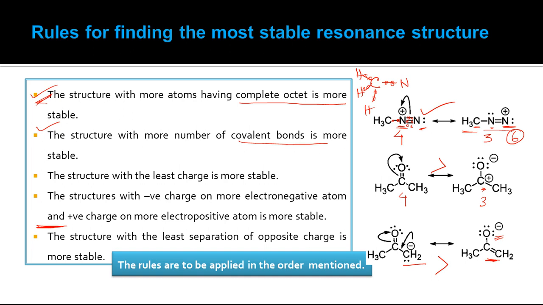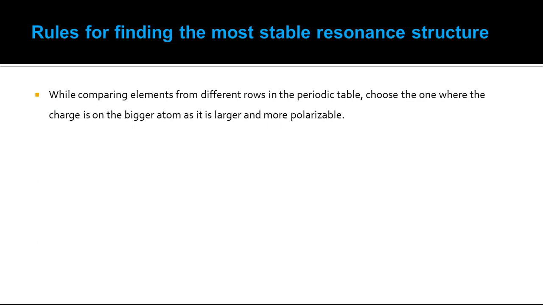So suppose in one structure these rules are not maintained, but still you are seeing that the octet is complete for all the atoms, and also covalent bonds are high. So you have to give more priority to that, even if there is some positive charge over an electronegative atom, it doesn't matter. It is very common sometimes that for octet completion there is positive charge over oxygen. So don't think that because there is positive charge over oxygen, it will not be stable. It will be stable if the octet is complete. So you have to apply the rules in the order mentioned here.